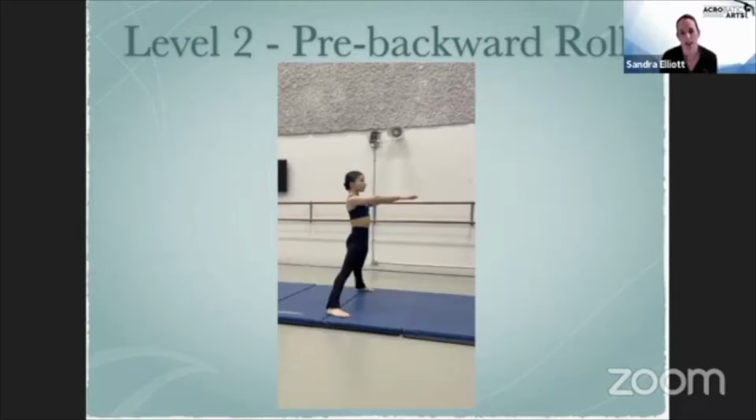And then it's going to transition us a little bit better, or progress us a little bit better, into that backward roll in level 3, which a lot of our dancers seem to struggle with. So this skill takes less strength and less coordination than our level 3 backward roll, but it allows our dancers to continue to build that upper body strength and the timing required for that backward roll.